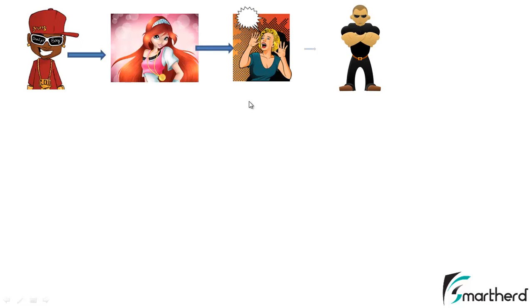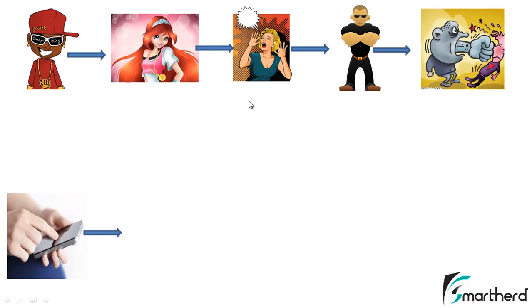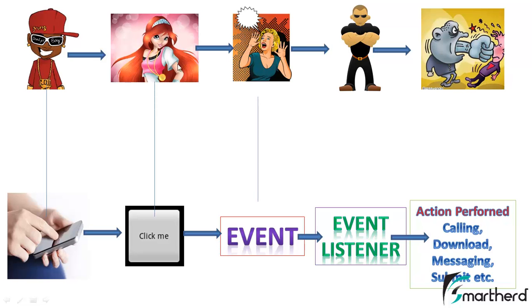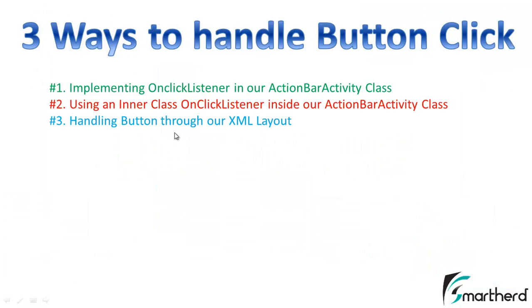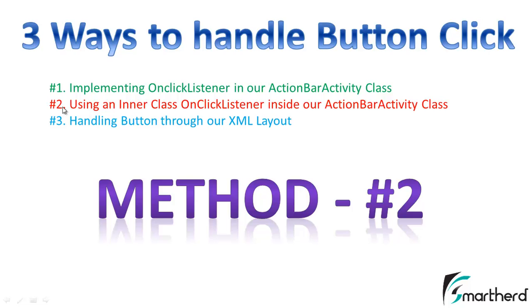In the 12th tutorial, I showed you what event handling is in Android and related it to a daily practical life example. So please go back and watch what event handling stands for. I also briefed you about the three methods of handling a button click. In the last three tutorials, I discussed implementing onClickListener in our action bar activity class. In this tutorial, I'm going to discuss the second method, using an inner class onClickListener inside our action bar activity class or the main activity class.